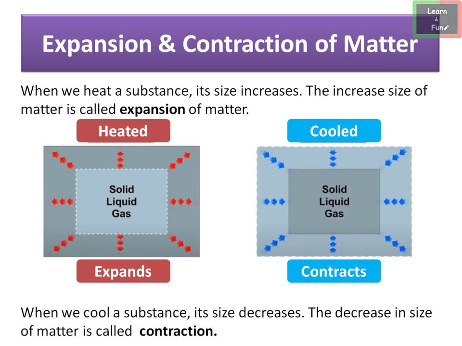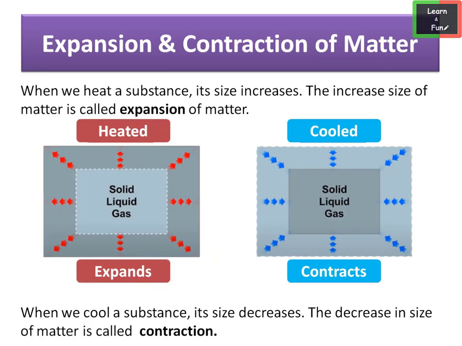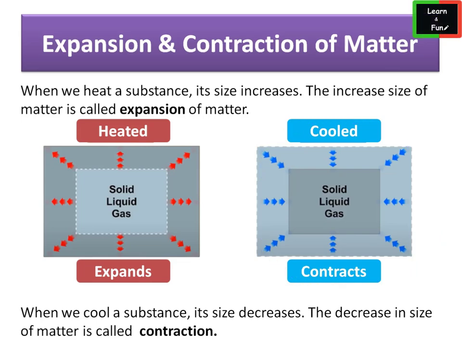Expansion and contraction of matter. When we heat a substance, its size increases. The increased size of matter is called expansion of matter. Second one is contraction. When we cool a substance, its size decreases. The decrease in size of matter is called contraction. Substances expand when they get warmer and they contract when they get cooler. This property can be useful.